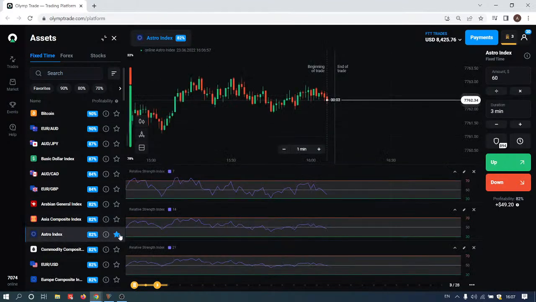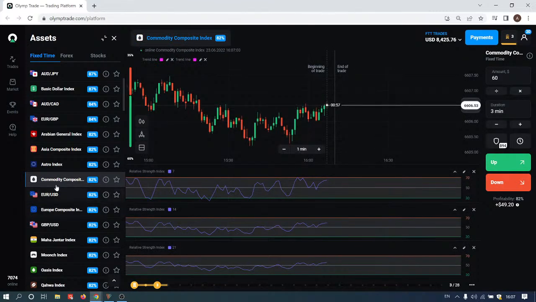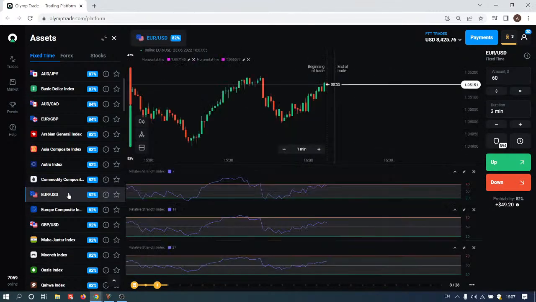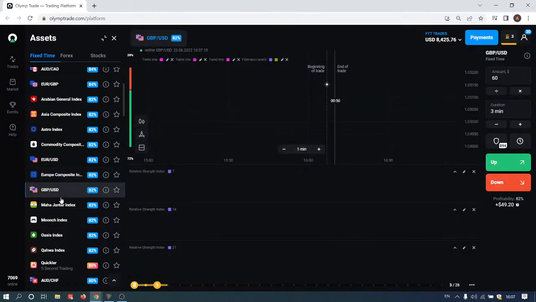So guys, some of you might ask me why I have certain indicators or certain assets which are not available in your account maybe. So the answer is simple.